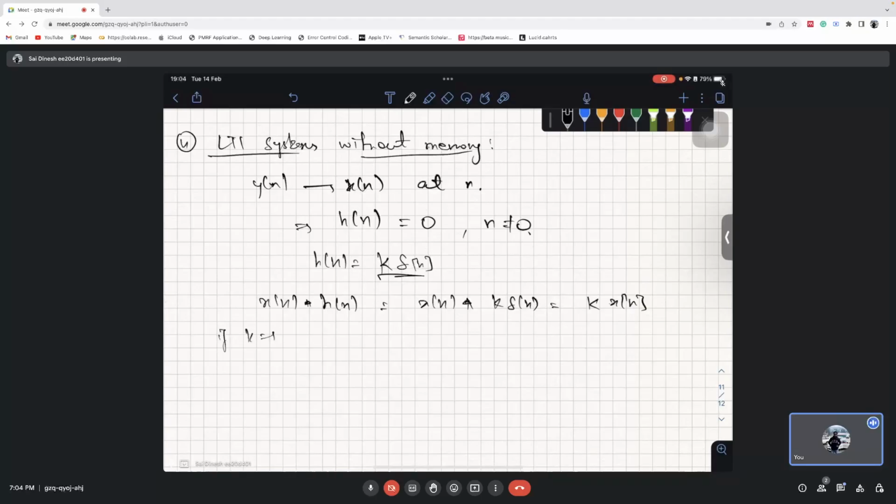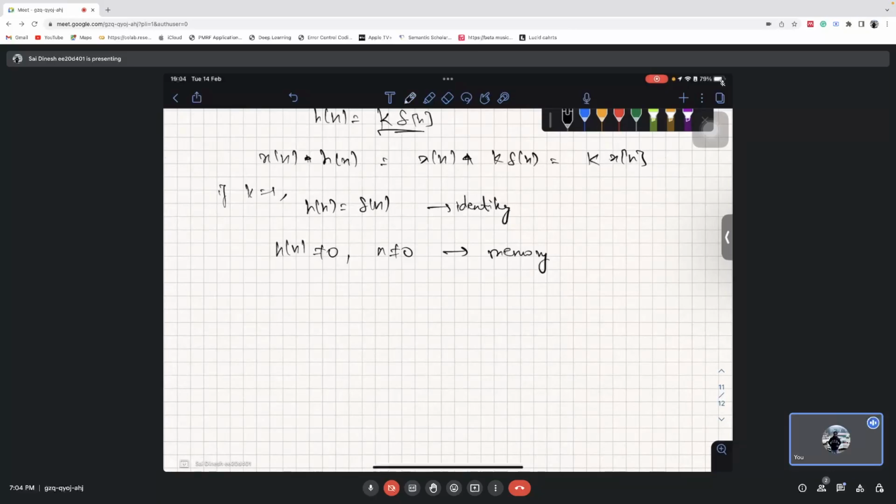In the simplest case, if k equals 1, then h of n is delta of n, which is the identity. This is one thing. So if a discrete time LTI system has an impulse response h of n that is identically 0 for n not equal to 0, then the system is memoryless. If h of n is not equal to 0 for n not equal to 0, then it has memory.